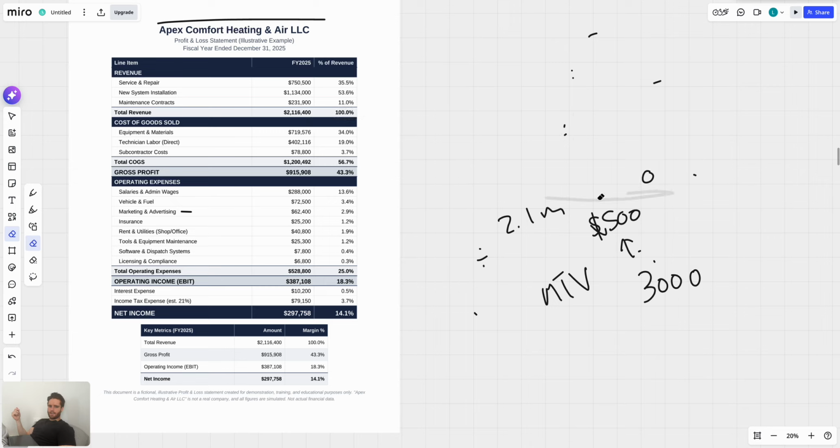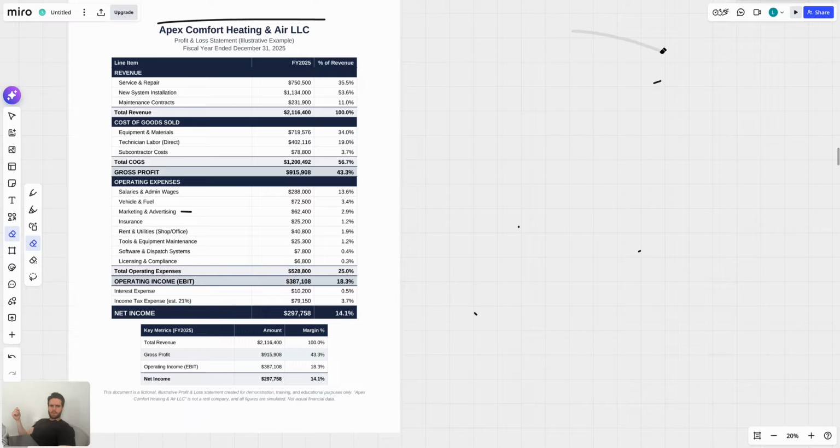Just understanding what's my current LTV revenue per customer, what's my upside, what I could potentially make, what's the gap between it, how am I going to close that gap? Those are the things I would think of.